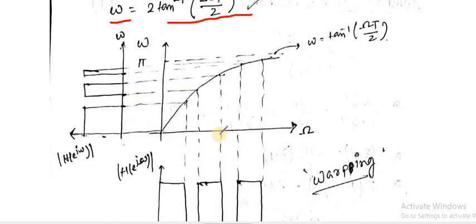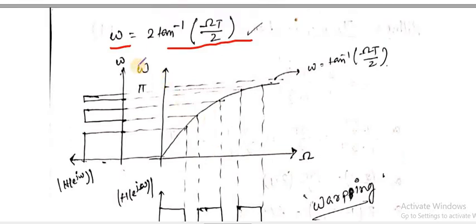Now from here, this is not problem free, obviously. Here we have a problem also. If we map using this formula, then on the x-axis we are plotting the analog frequency, and on the y-axis we are plotting the digital frequency. Okay, now this line is basically non-linear.